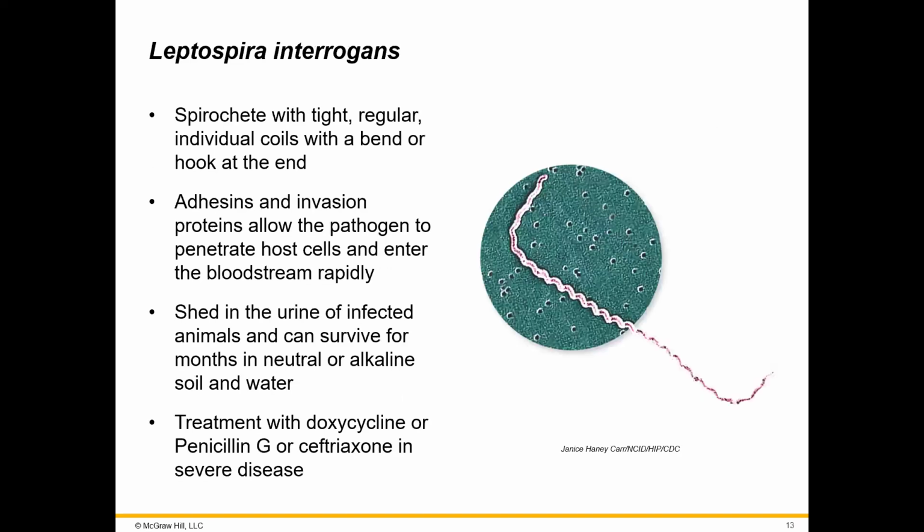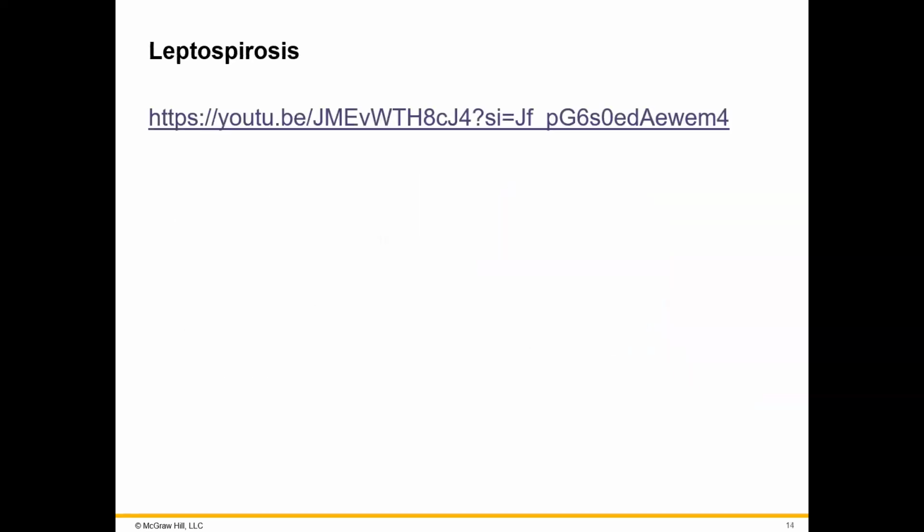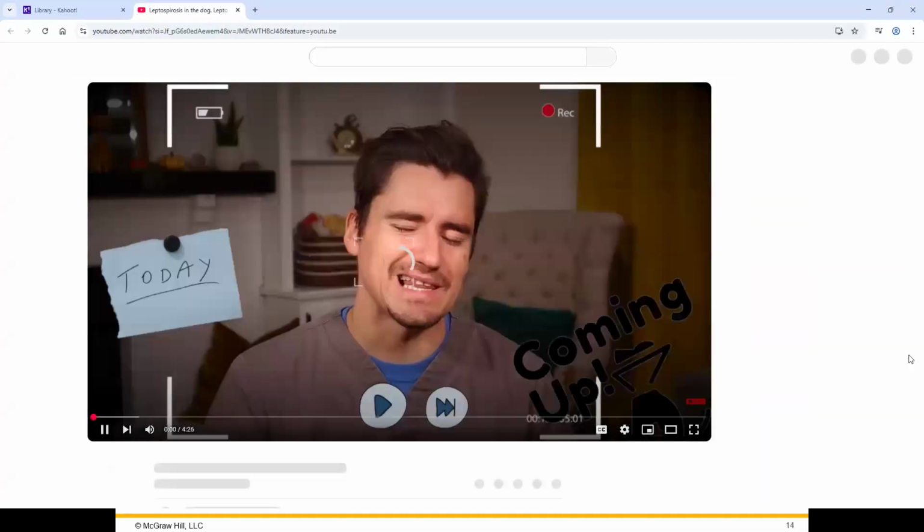This is a bacterial illness caused by Leptospira interrogans. It's a spirochete, meaning that it's spiral shaped and has a little hook at its end to help it basically hook into the endothelium. It's shed in the urine of infected animals and then usually is transmitted into the mouth or via water as a result of that. And it is treatable with antibiotics. There's a video here that we're going to watch about this in animals.